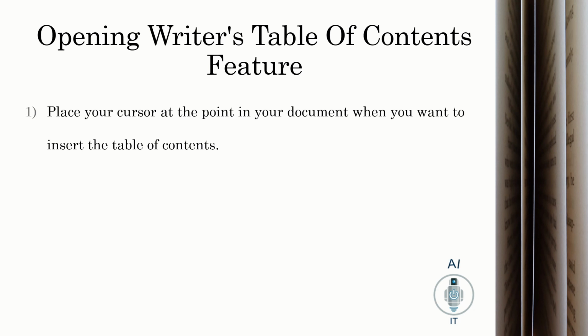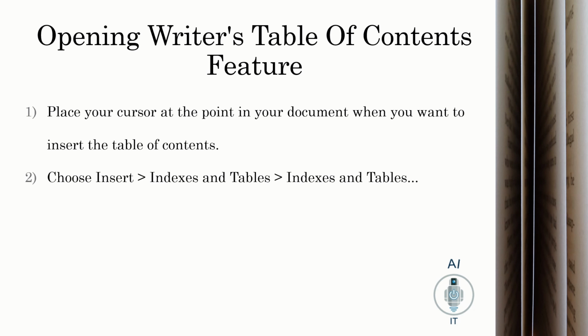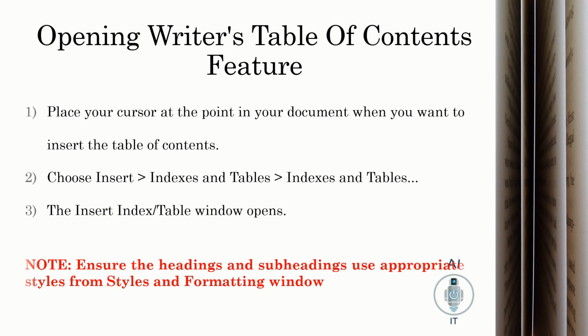To open the OpenOffice Writer's Table of Contents feature, place your cursor at the point in your document where you want to insert the table of contents. Choose Insert menu, Indexes and Tables, and the Indexes and Tables option. The Insert Index Table window opens. Remember, your headings and subheadings must use appropriate styles from the Styles and Formatting window.